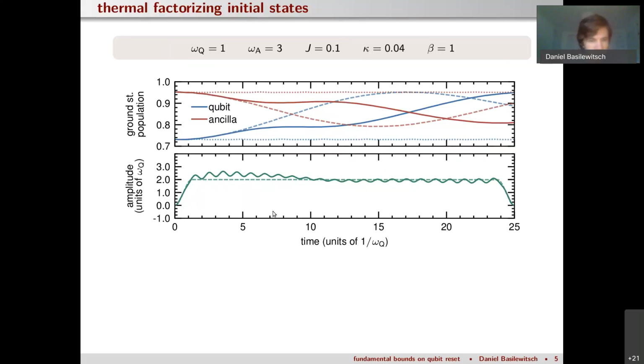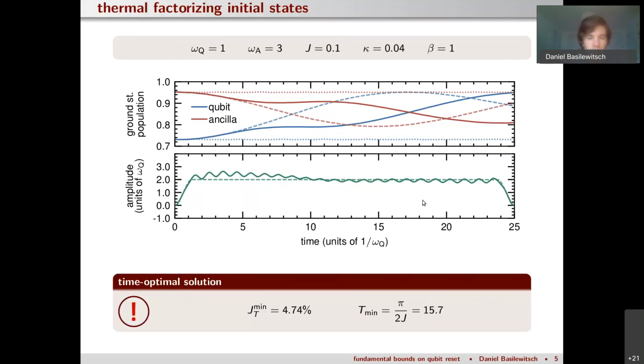And we also tried a lot of different control fields and different control schemes. And what I can show you later is that's the time optimal solution to put both systems into resonance. You're not able to reach more ground state population than what you have in the ancilla initially, and you can also not do it faster than in pi over 2J, which for the given parameters here amounts to 15.7 time units.